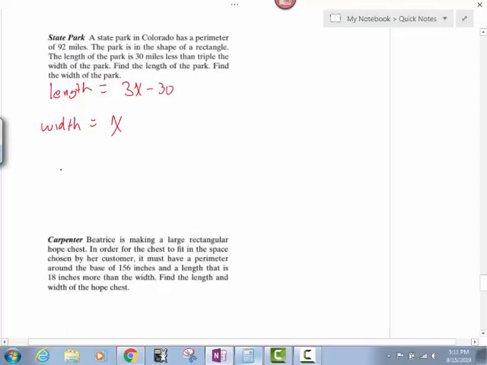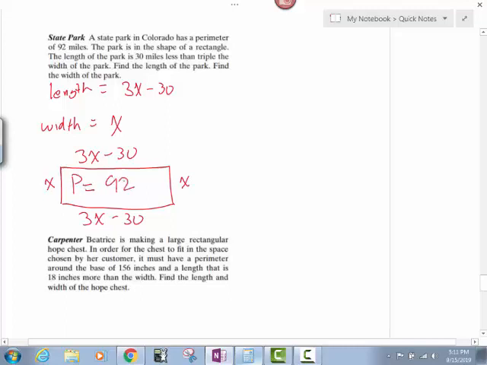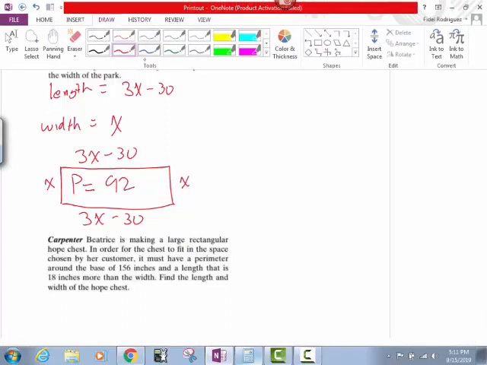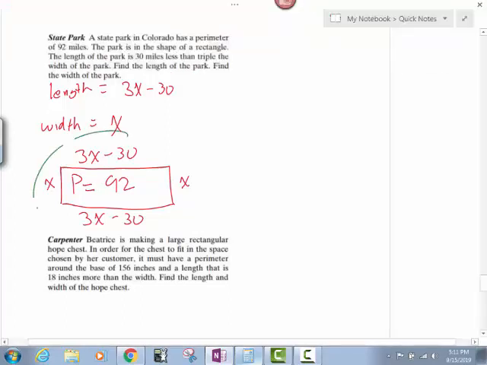Now, another thing I want to do here, guys, because I want to get a visual. It tells me that this thing looks like a rectangle. So the length here is going to be 3x minus 30. Well, then this side here would also be 3x minus 30. And the width here is x. Well, then the width here is going to be x. The perimeter, guys, it already tells me that it's going to be 92 miles. By the way, what the perimeter means is just the distance all the way around, okay?